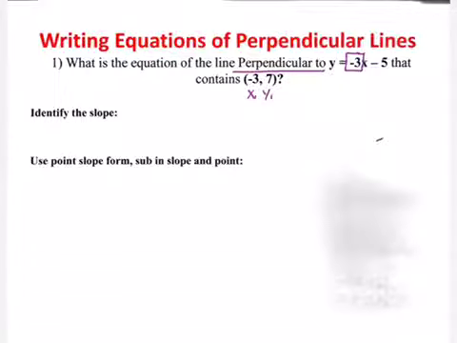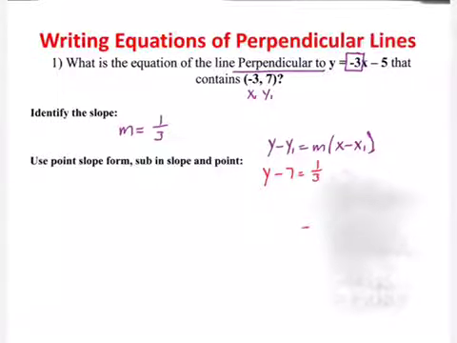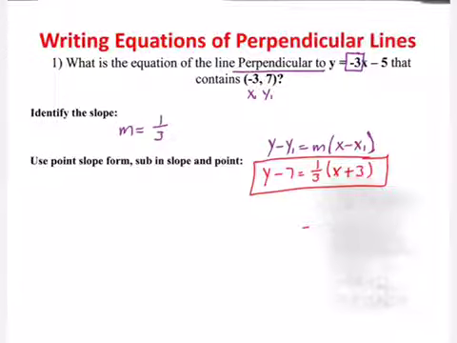So in order to be perpendicular to -3, our slope actually has to be a positive 1/3, because that's the opposite reciprocal to -3. Now using our slope and our x1, y1 point, we're going to create our equation of a line in point slope form. So that means we've got y minus 7 equals 1/3 times x minus a -3, so plus 3. And this is our answer in point slope form. And we're going to leave it like that.